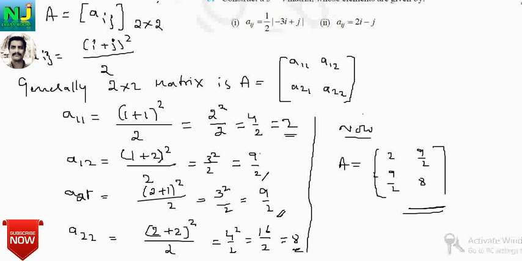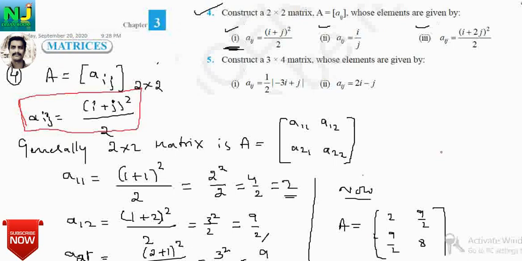What is the formula given? The formula given is very simple. Look at here, aij. This is the formula. Using this formula we can find out the corresponding elements and write down the required matrix. So similarly you have to solve in the same manner. It is left to you.